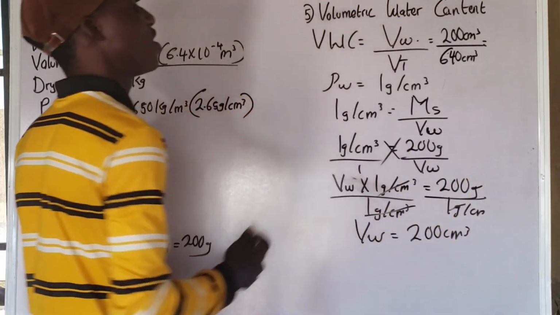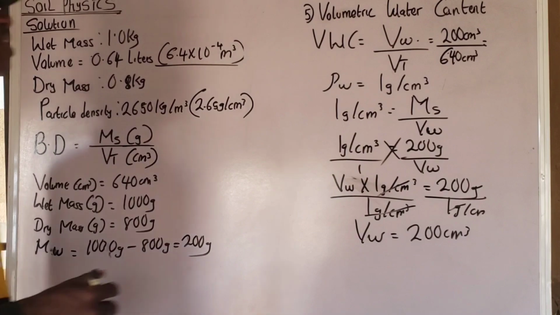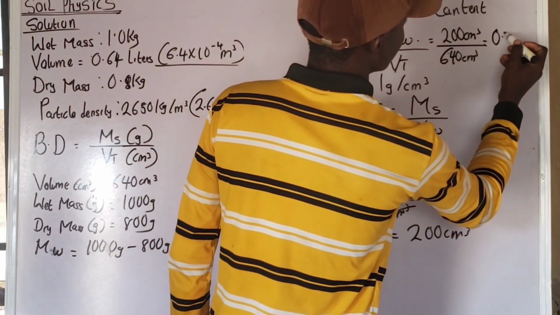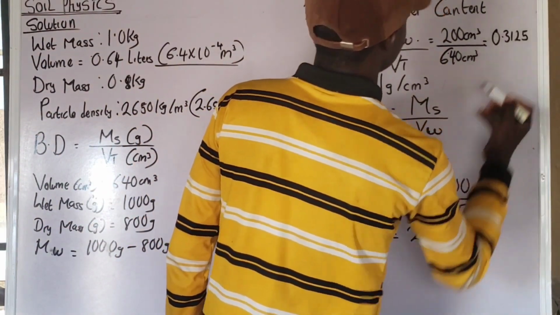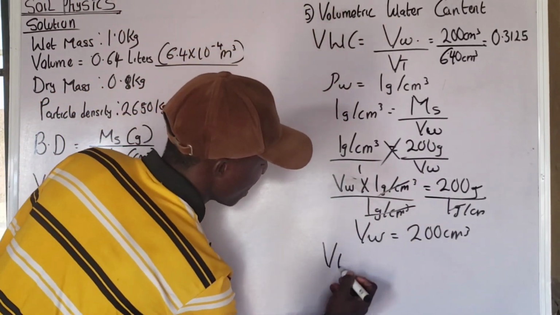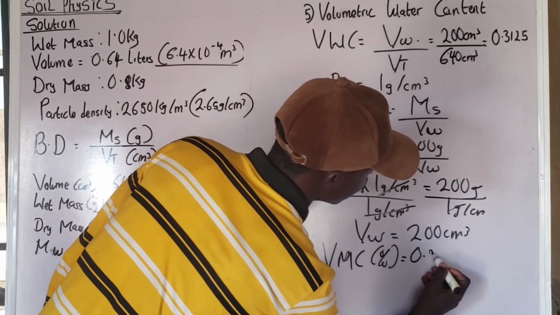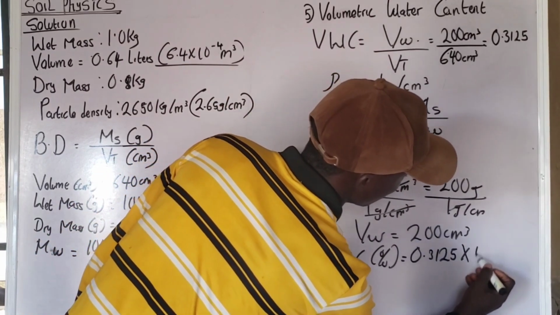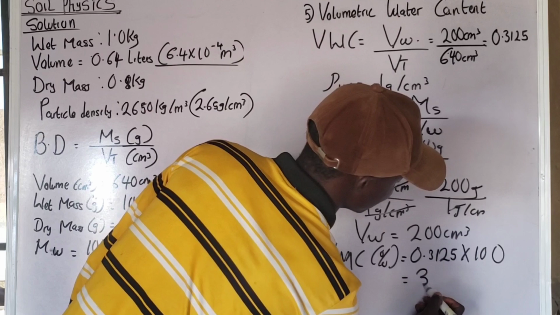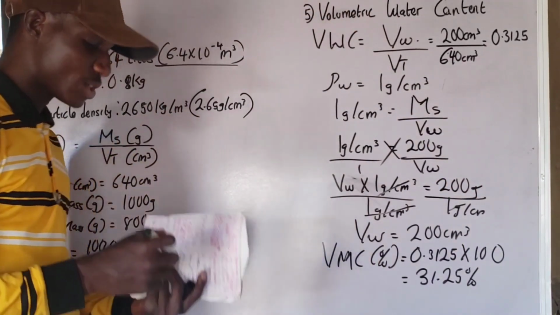Now, if you divide 200 cm cube by 640 cm cube, that is 0.3125. You understand? Now we have to leave the volumetric water content in percentage. So I'm going to have VWC in percentage equals 0.3125 multiplied by 100. You understand? That will be what? 31.25%. You understand? So that is the answer to that question.